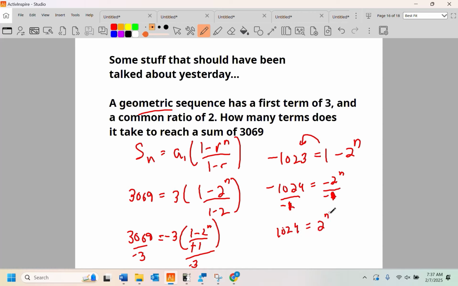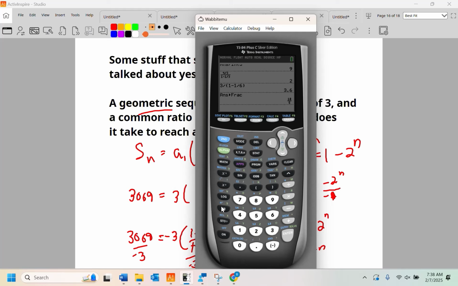And if you don't know what a power of 1,024 is, you're not expected to. You can just do logarithms, right? You can do a log base 2 of 1,024 is n. And then you can go to your trusty TI-84 and you can do change of base. I like ln of 1,024, sitting pretty.